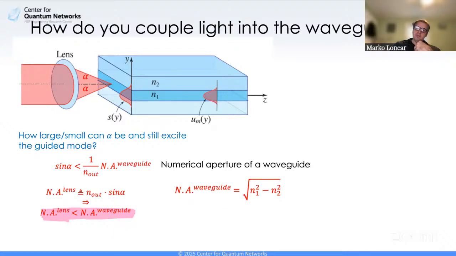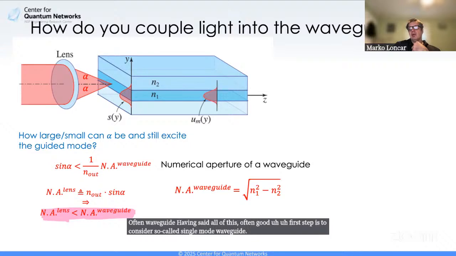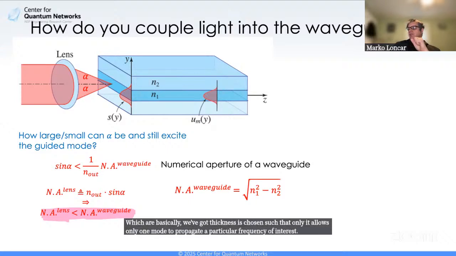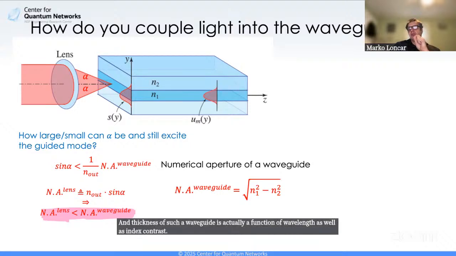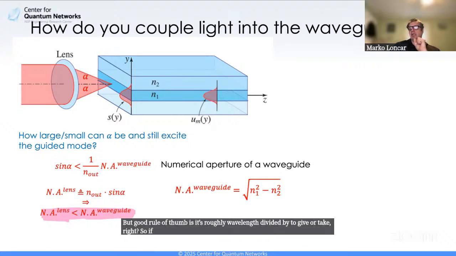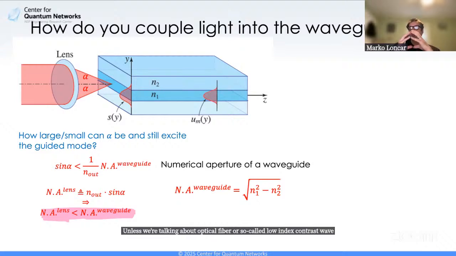Having said all of this, often a good first step is to consider so-called single mode waveguides, where the waveguide thickness is chosen such that it allows only one mode to propagate at a particular frequency of interest. The thickness of such a waveguide is a function of wavelength as well as index contrast. But a good rule of thumb is it's roughly wavelength divided by 2, give or take, right? So if I want a waveguide for 1 micron light, the waveguide is roughly going to be half a micron thick, unless we're talking about optical fiber or so-called low index contrast waveguides, where these cores can be much, much larger.